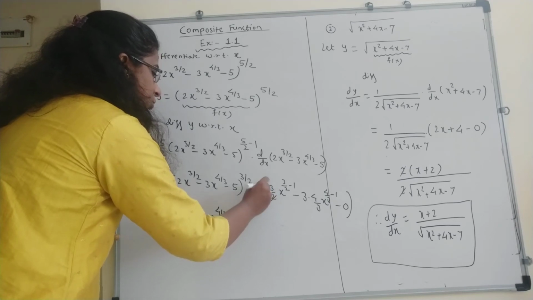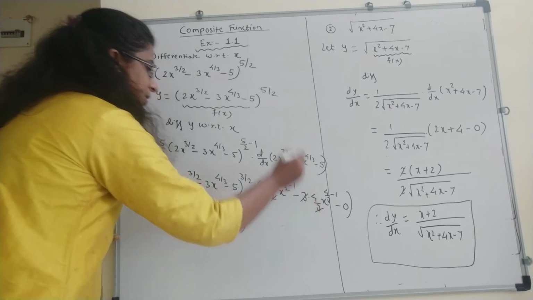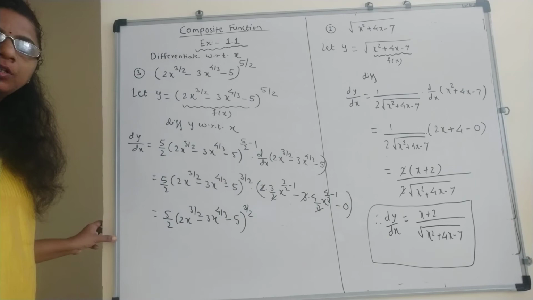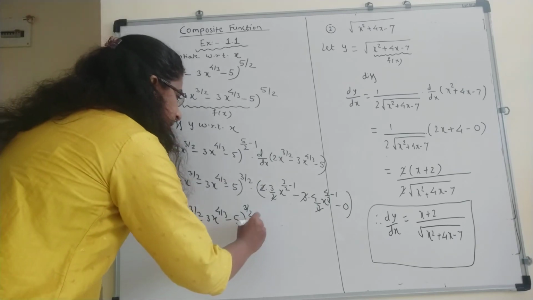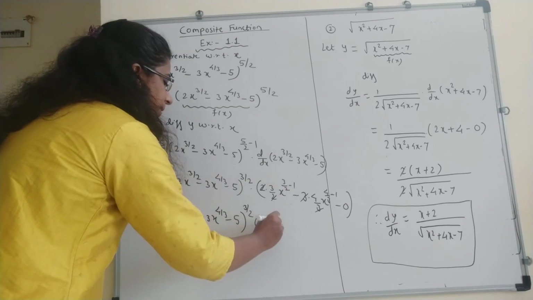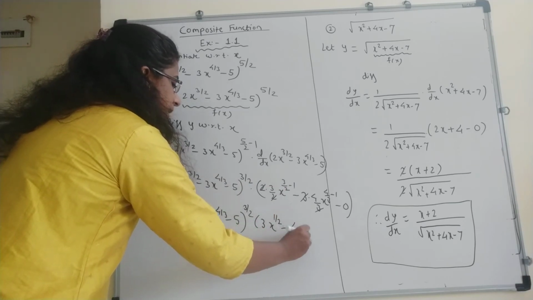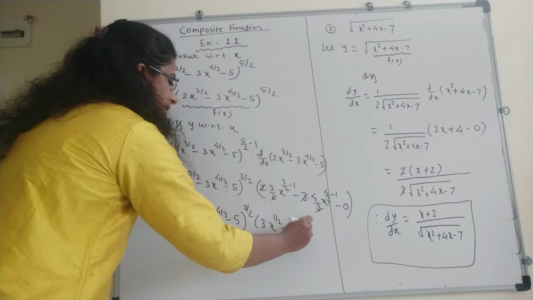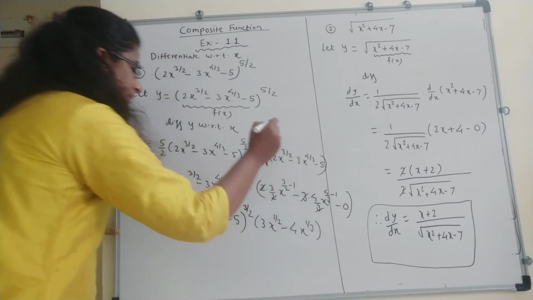Now in this case this 2 cancels, 3 cancels. So consider the remaining terms, that is 3x raised to, find out LCM, 3 minus 2, it is 1/2, minus 4 times x raised to 4 minus 3, that is 1 upon LCM, that is 3.